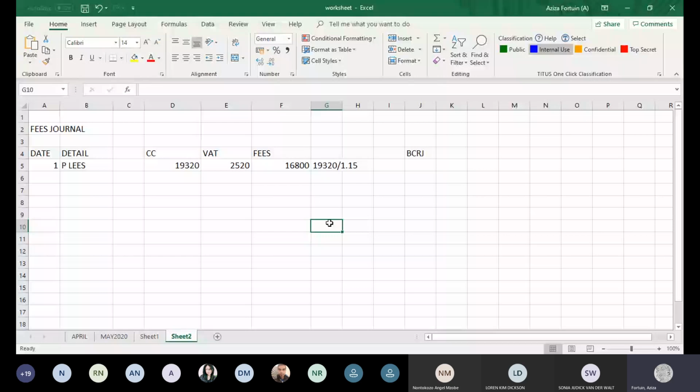1265 divided by 1.15, right? And okay, then I'm going to get an amount of 1,100. No. The 1,100 minus my, no, 1260.